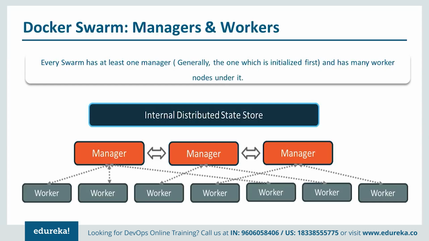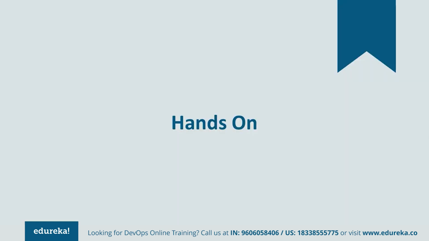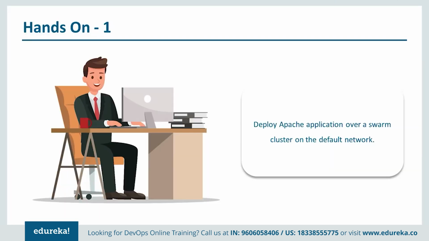Alright guys, that's all you need to know about Docker networking. Now let's move on to the hands-on part. In our hands-on part, first I'm going to show you how to create a simple network and how to deploy a service over your network. After that, we'll create a swarm cluster, then we'll connect two services, and then we will scale a single service. Alright, so let's get started with our hands-on.